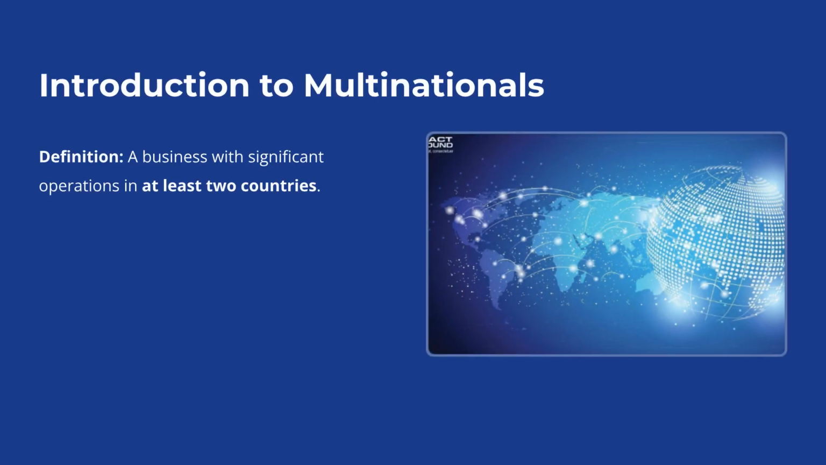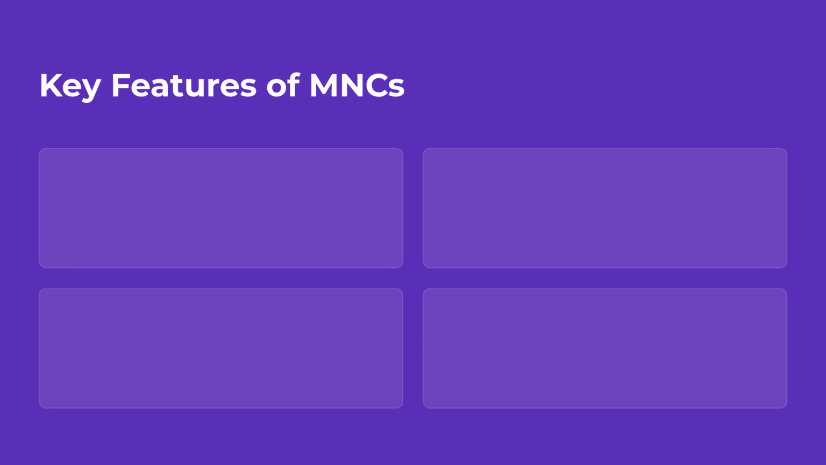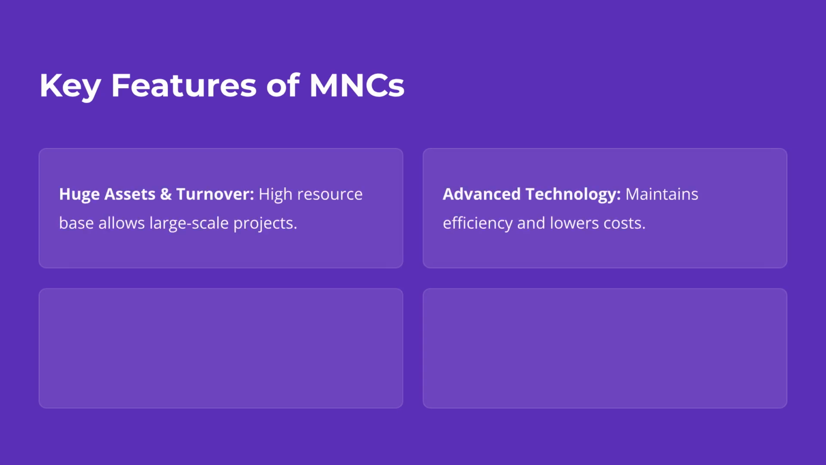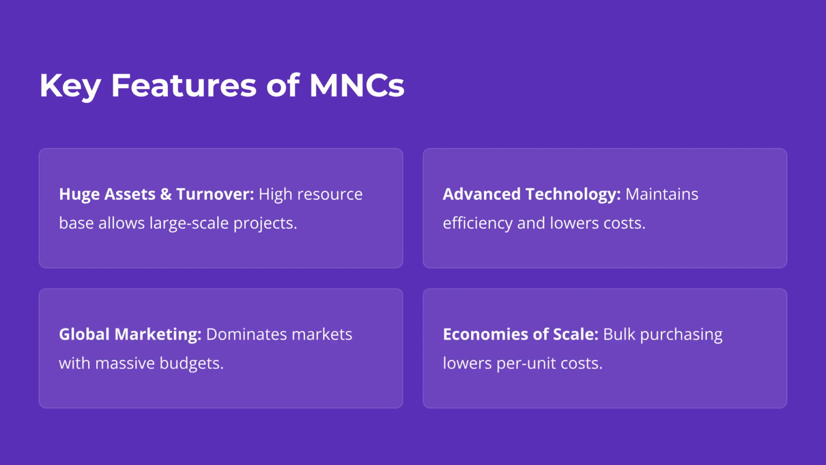A multinational corporation is a business with significant operations in at least 2 countries. Well-known examples include McDonald's, Microsoft, and Toyota. Multinationals are defined by several key features: huge assets and turnover, the use of advanced technology to maintain efficiency, global marketing strategies, and the realization of economies of scale.